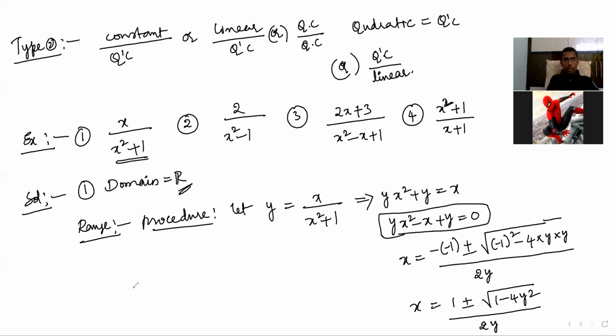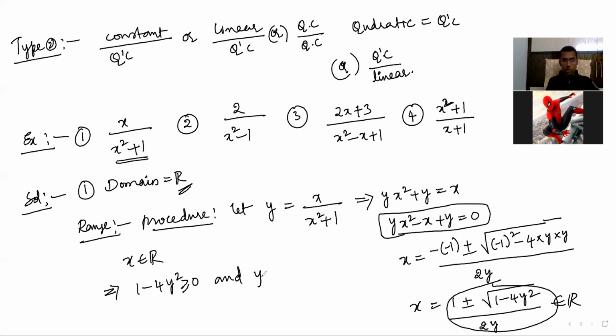Now here x is a real number. x is a real number means this whole thing has to be always real. Yes or no? x real means 1 plus or minus this whole thing is a real number. This whole thing is real means whatever is there in the root, 1 minus 4y square, must be greater than or equal to 0, number 1. And also number 2, y must be not equal to 0.